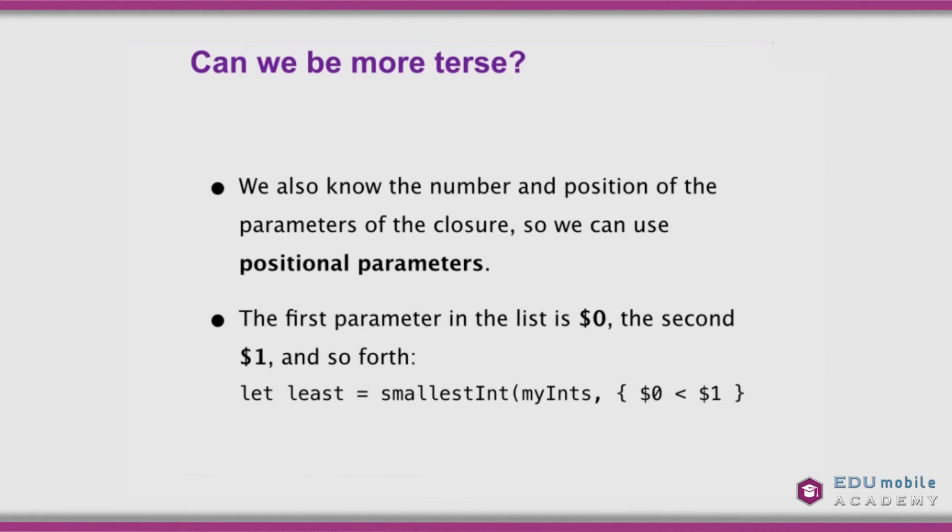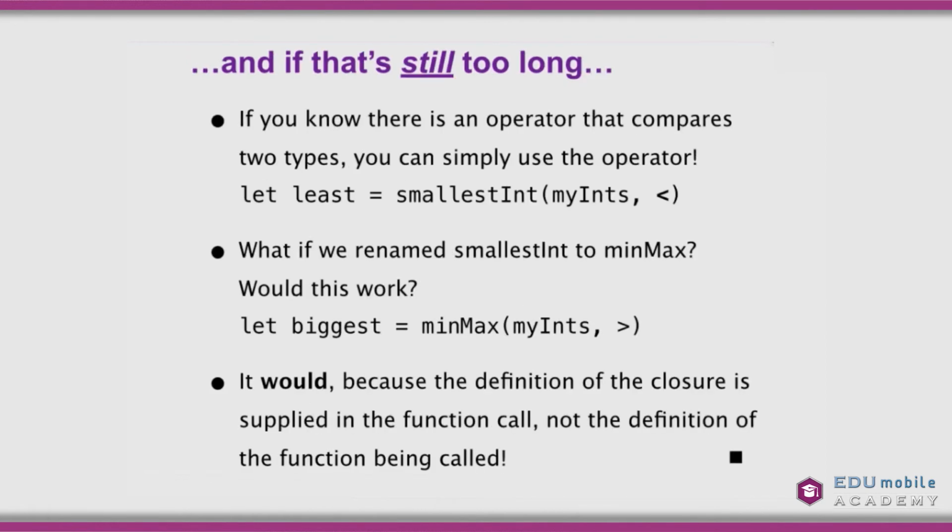So now you're saying probably, gee, it's still too much typing. And I'm joking, probably. But what if you are saying, gee, that's still too long? Well, okay. If you know there's an operator that compares two types in the way that you want to compare them, we know that the less than operator does this. It compares two ints. You can simply use the operator. This is called an operator function. And this is about as short as we can get. So if it's still too long, I'm sorry. This is about it. But look at this. Let least equals smallestInt. Take the array and use the operator function less than. That is pretty cool. I think you'll agree.